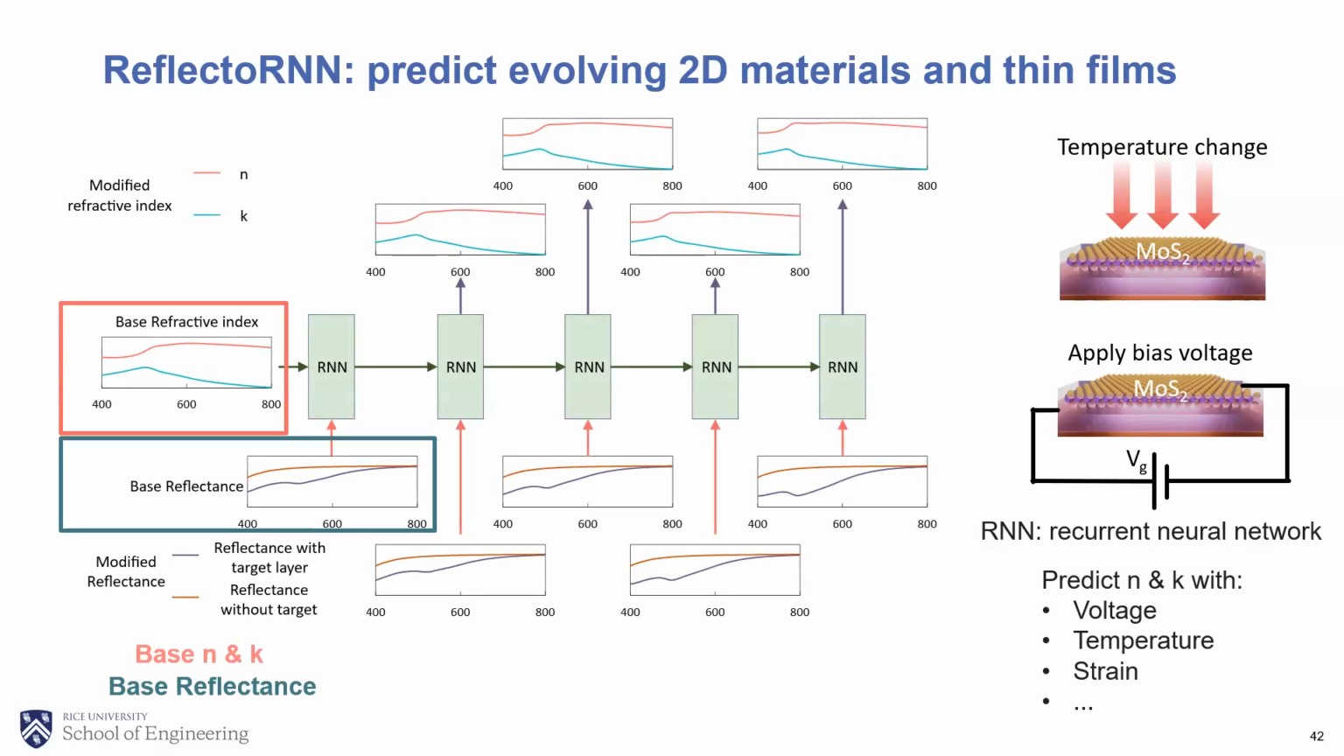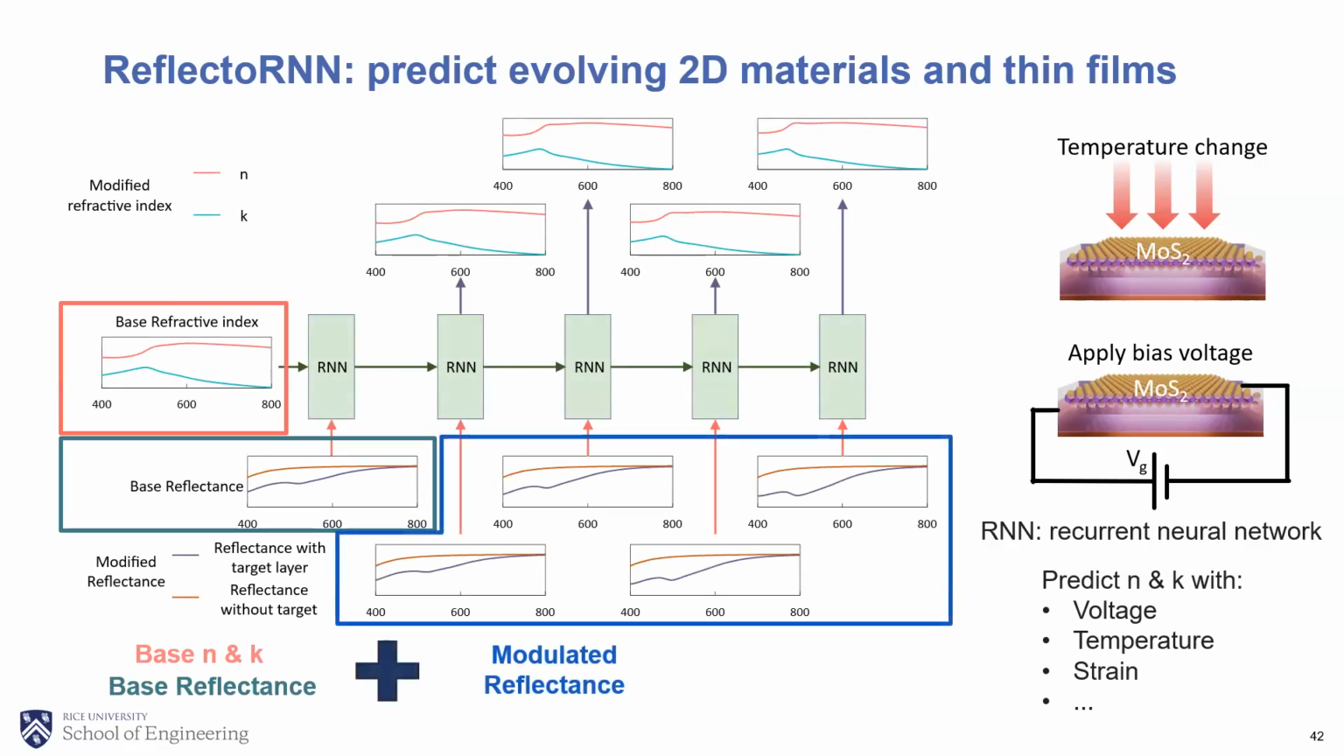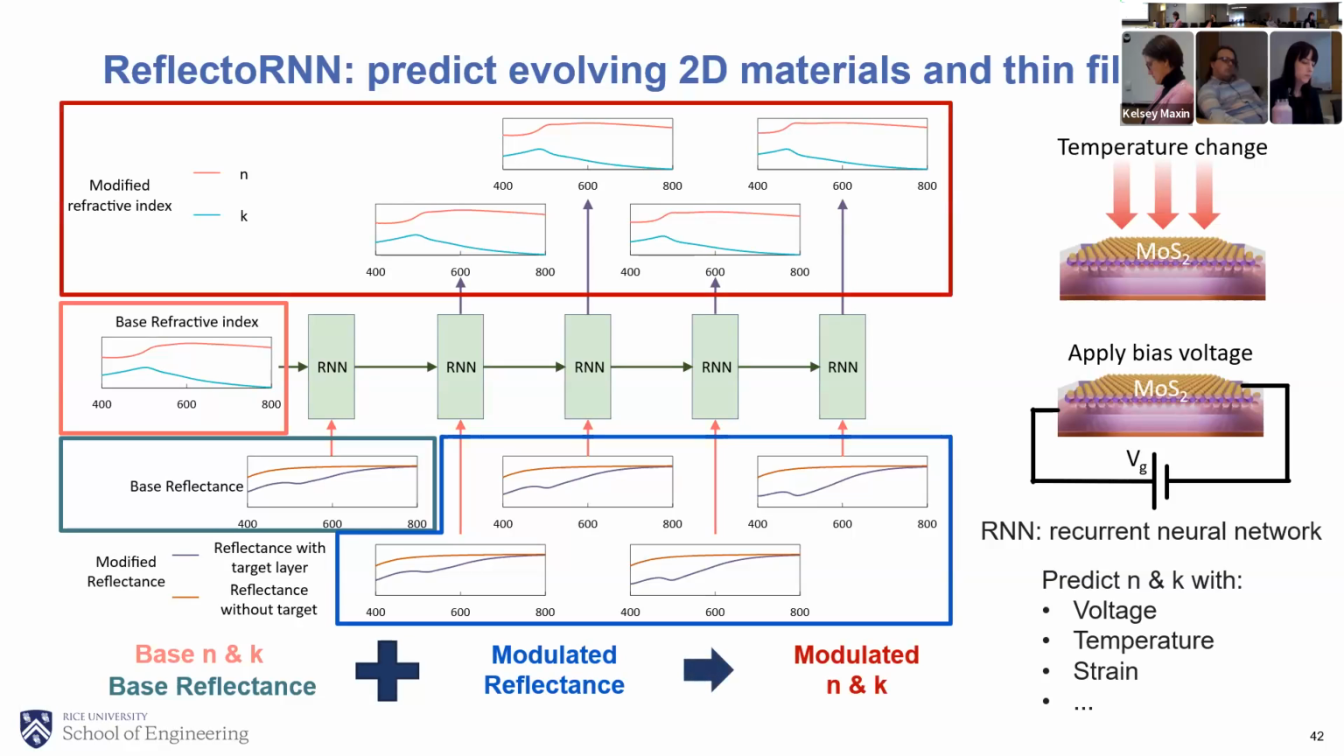So first, for the input, we need a base N and K and the base reflectance spectrum. Next slide. So then you can apply external stimuli. For example, you can apply bias voltage, and then you measure the modulated reflectance spectrum. Next slide. And then the Reflector RNN will give you the modulated N and K. You can actually have a series of modulations of external stimuli, and the output will be a series of N and K.